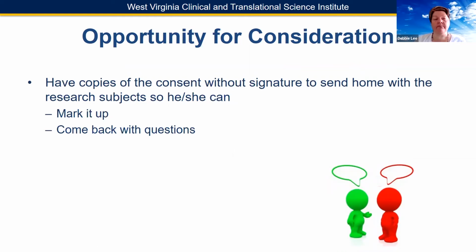Make sure you have copies of the consent. I just talked about not having too many copies, but you want to make sure you have copies of that consent without signature and dates to send home with the patient, right? They can go home, they can mark it up, they have questions. You're talking about taking my blood work every 3 months. Am I going to see those actual results? Things like that. They might have some questions, and you should allow them to do that and come back with those questions.